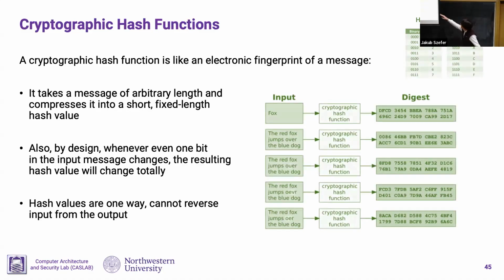So this is just an example. If you have the input Fox, this is the hash. We also call it the fingerprint, or the digest. These are different terms you use for the output of the cryptographic hash function. So the input Fox might give you this fingerprint. The red fox jumps over the blue dog gives you this output, and if you change just one letter or just one bit, the output is totally different. So you're supposed to be able to catch any single change in the data.